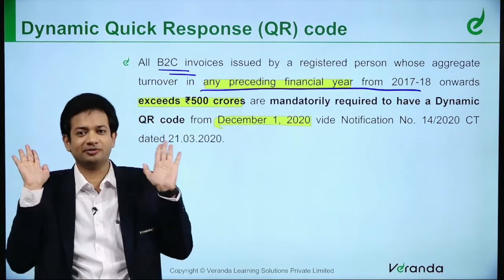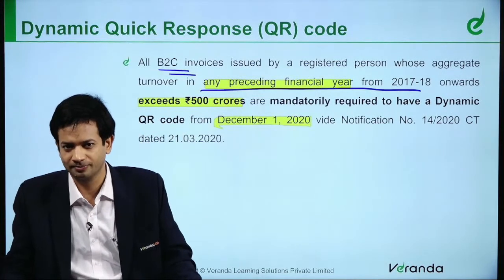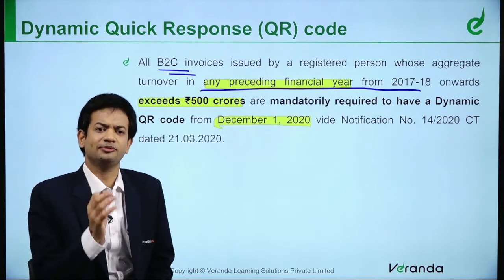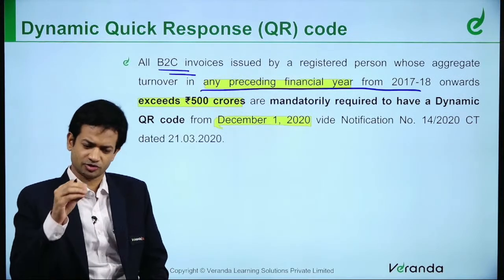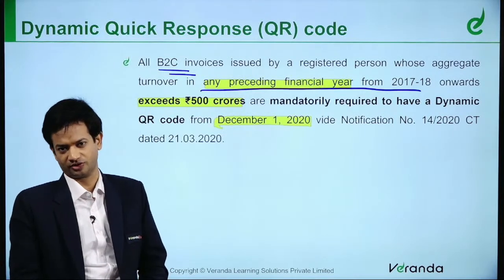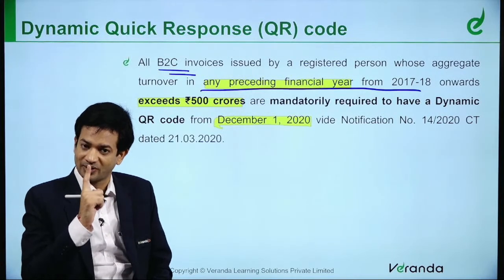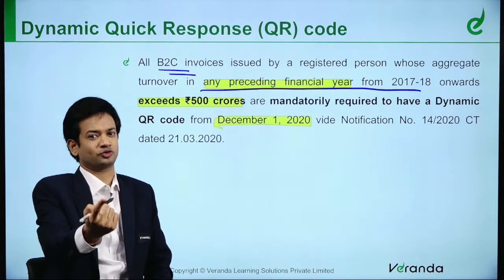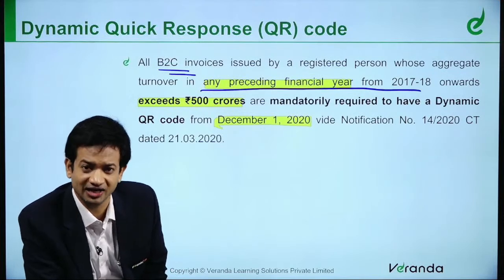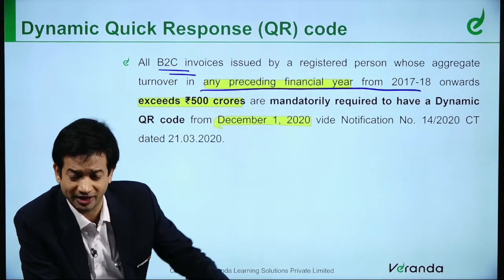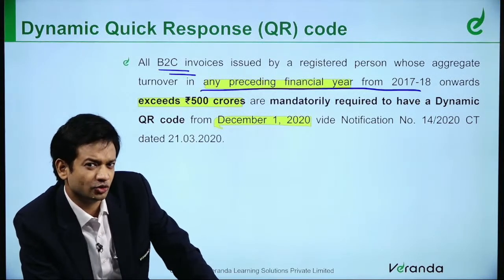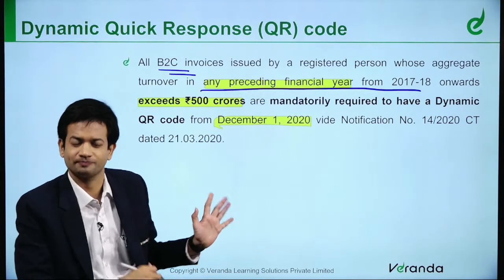I just wanted to explain what is dynamic QR code before I get into the provision of what they have said. Dynamic QR code is unique for every transaction based on the transaction amount and invoice number. It is generated for every invoice. Now let me ask a question. Someone's turnover is 400 crores in the previous financial year. Are they required to issue a dynamic QR code for B2C? No. For B2B dynamic QR code? No, not applicable, not required as per law.